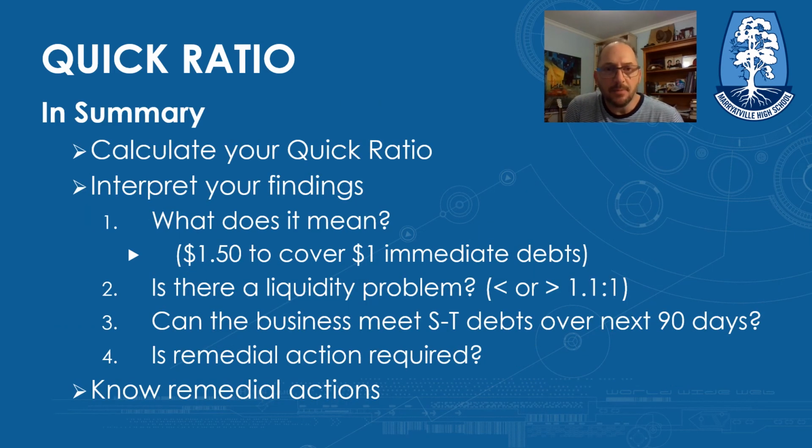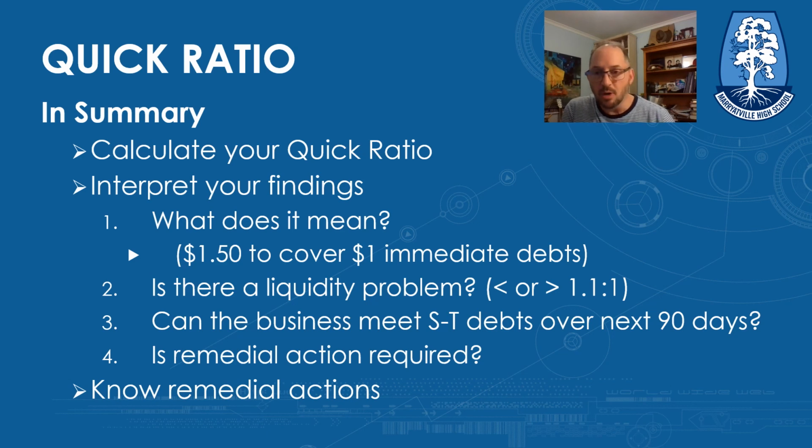So in summary, know how to calculate your quick ratio. Your quick ratio is given to you on your accounting analysis and ratio tools. There is no excuse to get this wrong. Get that ratio and calculate the ratio. Then interpret your findings. What does it mean? What does it mean to have a quick ratio of 1.5 is to 1, for example? That means you have $1.50 to cover every dollar of immediate debt.